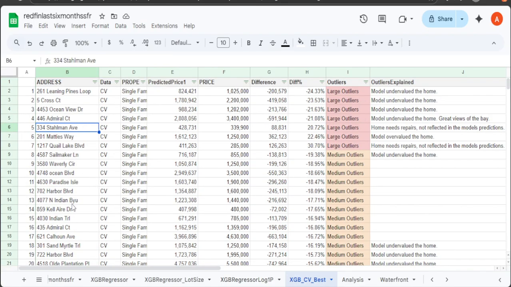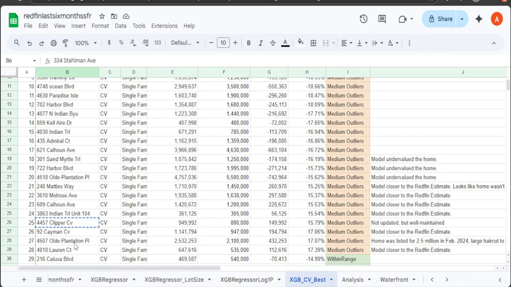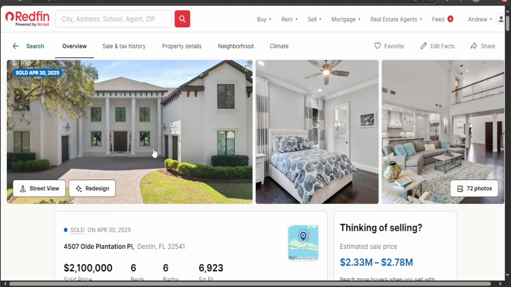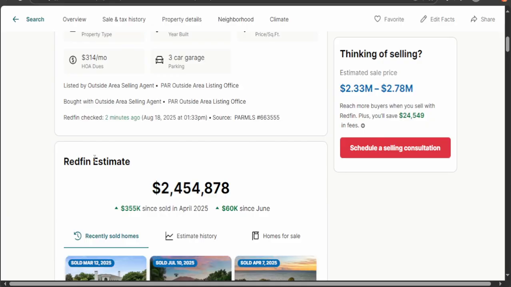Where would that be? I'm trying to find it in here. 4507, so that's in the medium outliers as well. And it's only off by 17%. Our model had 2.5 million, it sold for 2.1. But what does it say here? It says home was listed for 2.5 million in February 2024. Large haircut to get the price to get it sold. So even though our model had 2.5 and it sold for 2.1, the Redfin estimate was 2.45 million.